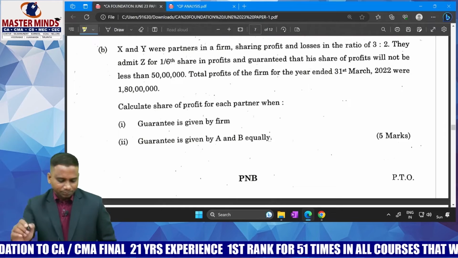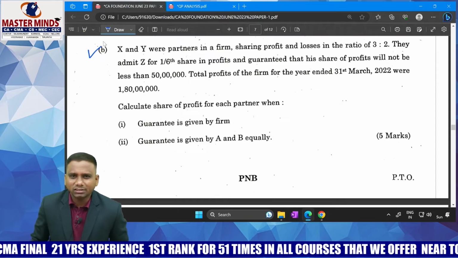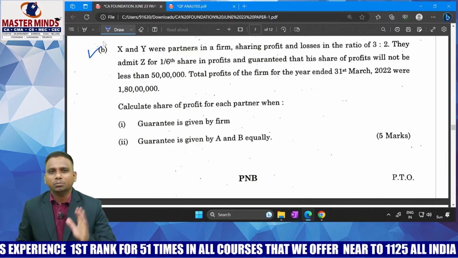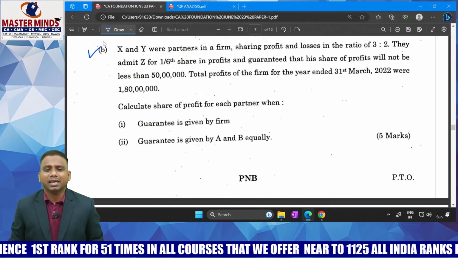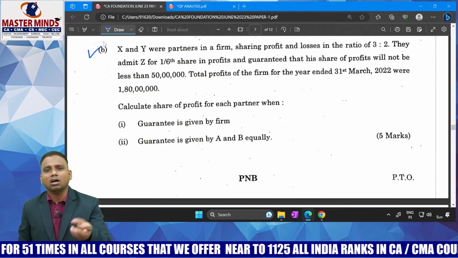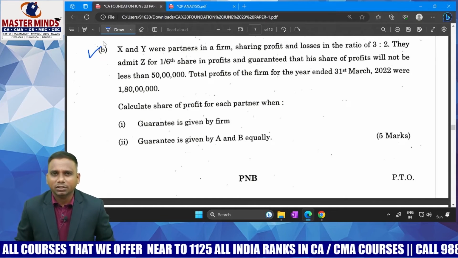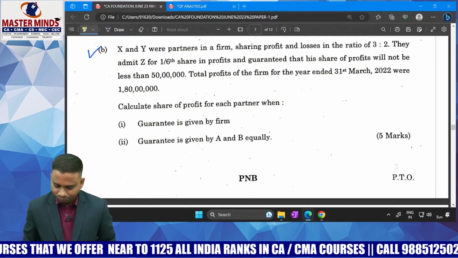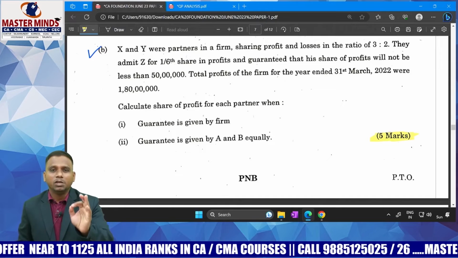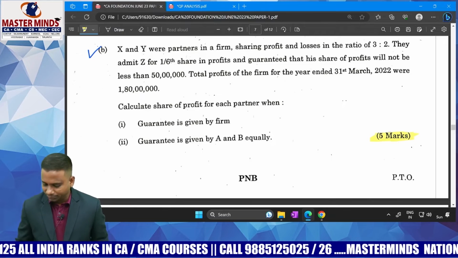Next, here is another easy question from partnership. Most of the students may have ignored this concept of minimum guarantee of profit. Minimum guarantee of profit may be given by one partner, one or more partners, or by the firm as a whole. So, the question is out of that concept only. Clear? For how many marks? 5 marks. So, you can score easily if you are thorough with the minimum guarantee of profit. Yes or no? Yes. Next one.